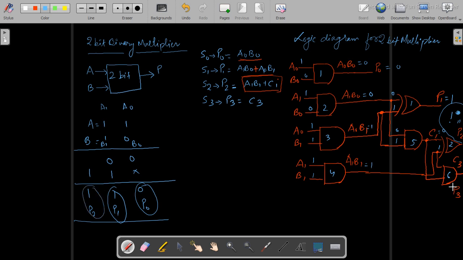In case of P3, one input to the AND gate is 1, another input is 0, so the output P3 is equal to 0. It means there is no P3, no product bit, there will be no output across P3. So this is how we verify the logic.